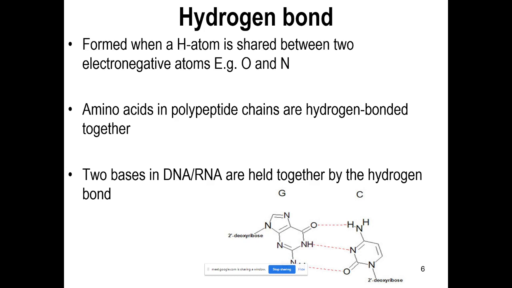The result is what we call what? A hydrogen bond. Where do we find these hydrogen bonds? Hydrogen bonds are largely found in the formation of protein structures.